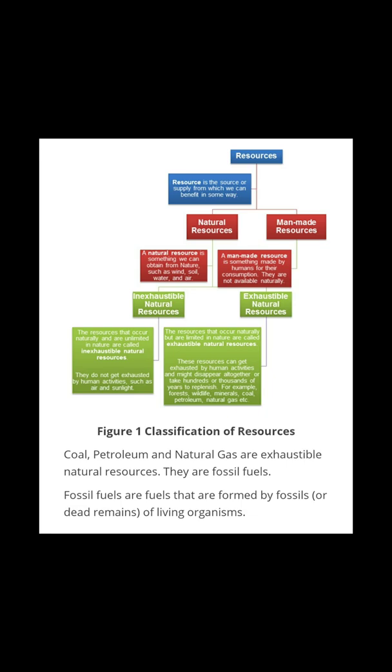A resource is a source or supply from which we can benefit in some way. There are two types of resources, natural resources and man-made resources. A natural resource is something we can obtain from nature, such as wind, soil, water and air. A man-made resource is something made by humans for their consumption. They are not available naturally.